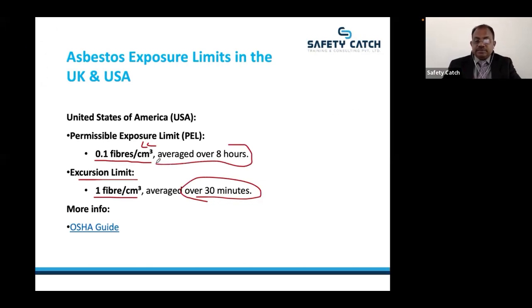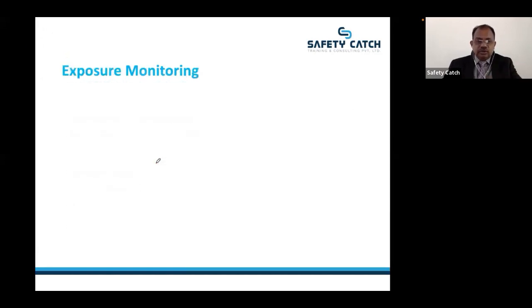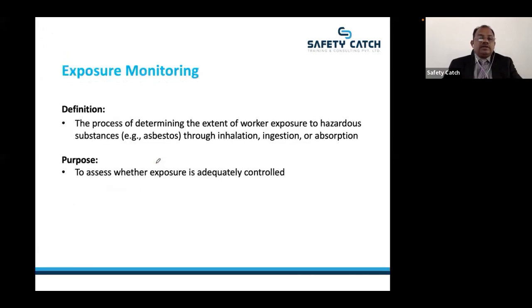Permissible exposure limit. These are all sampling work given to you. So what is exposure monitoring? Exposure monitoring is the process of determining the extent of worker exposure to hazardous substances through inhalation, ingestion, or absorption.